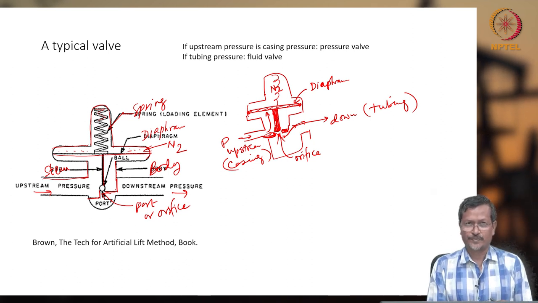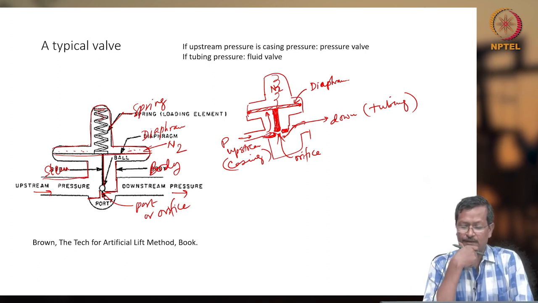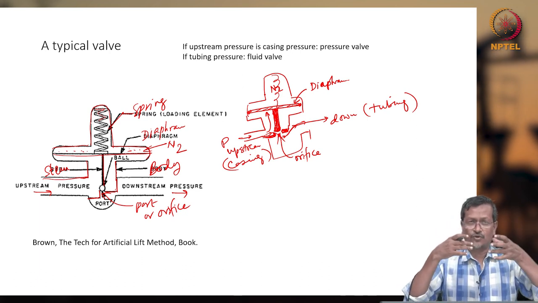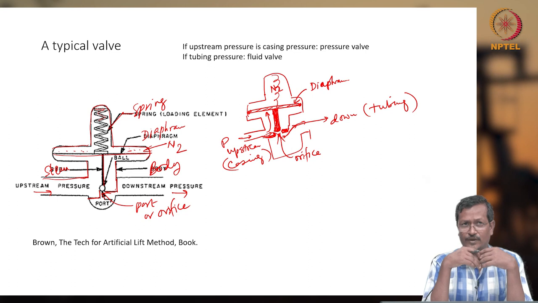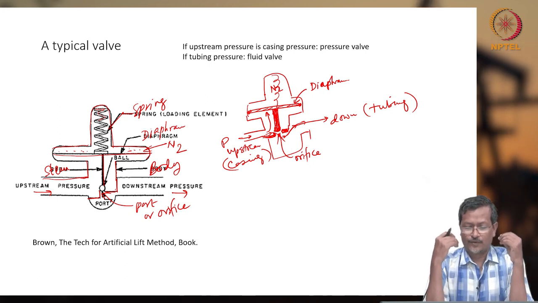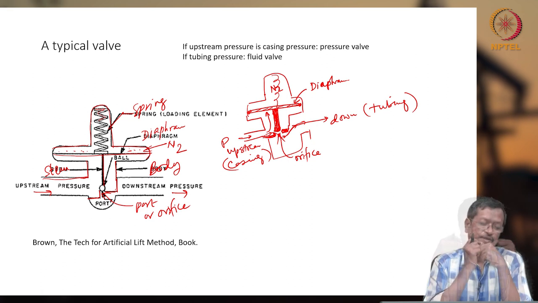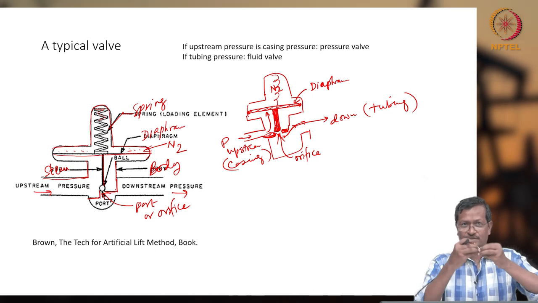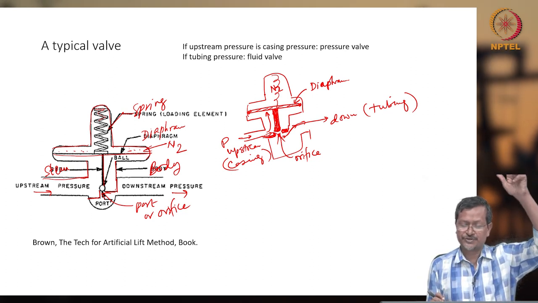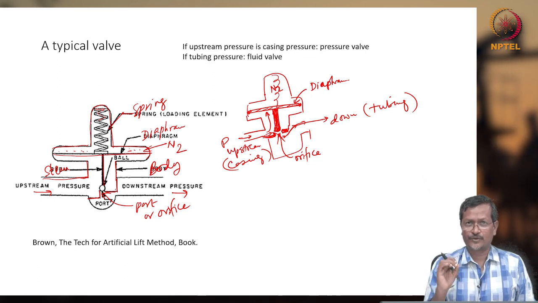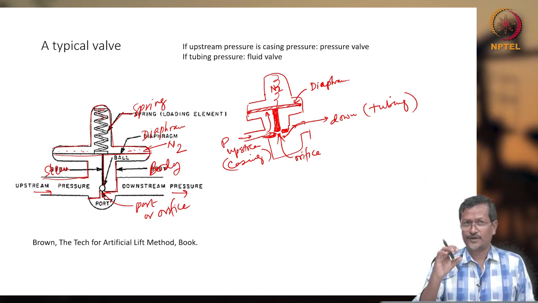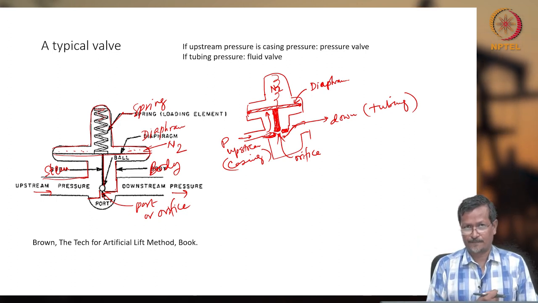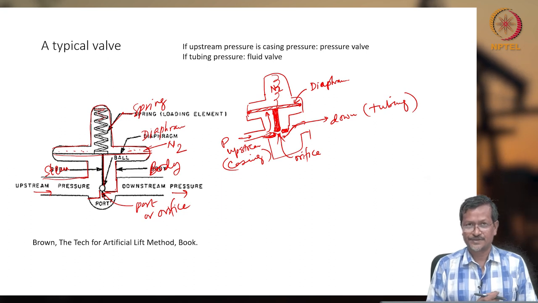Now why is this so complex? You could make one simple hole and inject, but you want to control the valve from surface. You don't have any control over the valve once it is inserted in the wellbore, and you cannot go and open or close the valve. So from surface pressure, if you reduce pressure, this orifice path will automatically close. If you increase pressure, it will open again. So from surface pressure control only, you are opening or closing the valve. This is the beauty of the system.